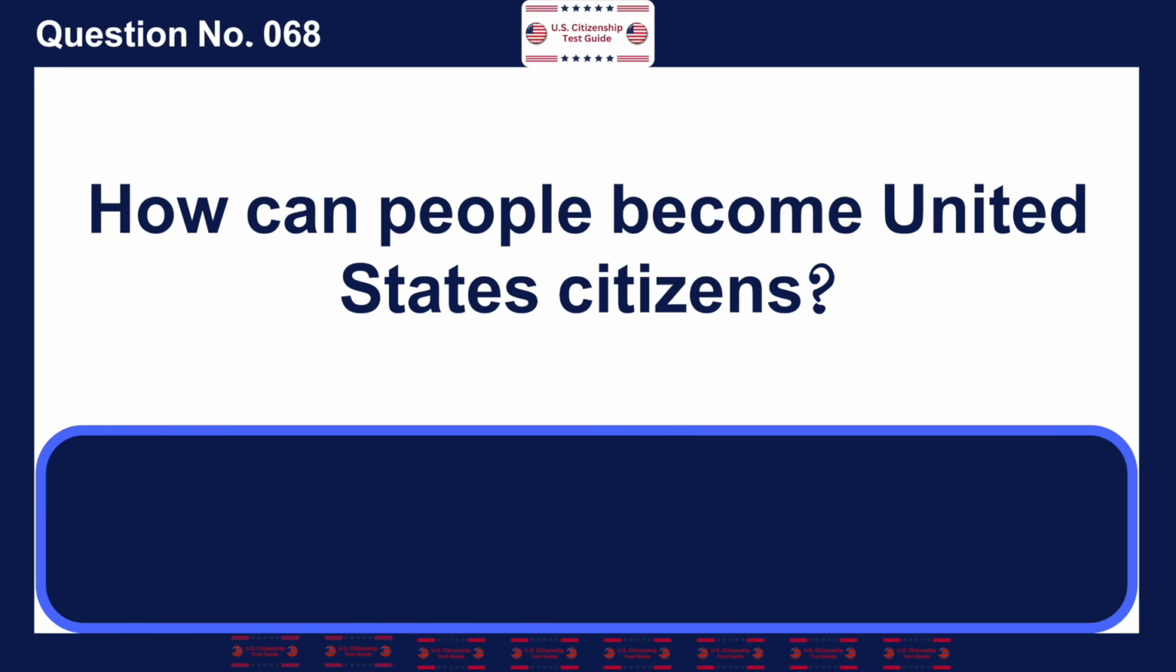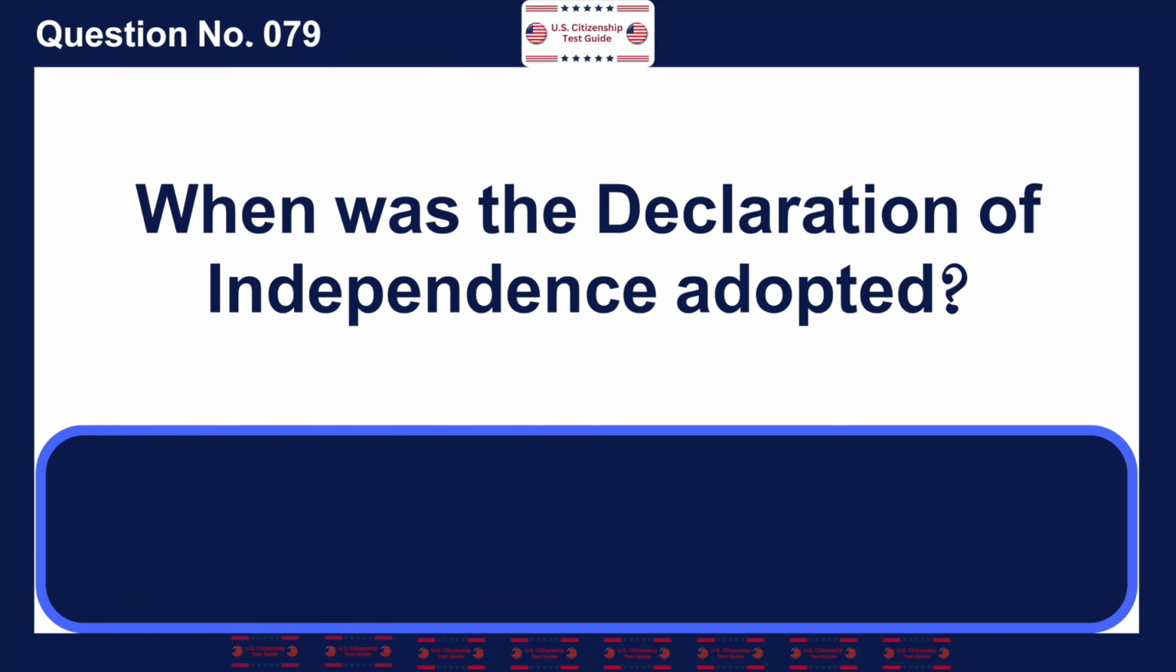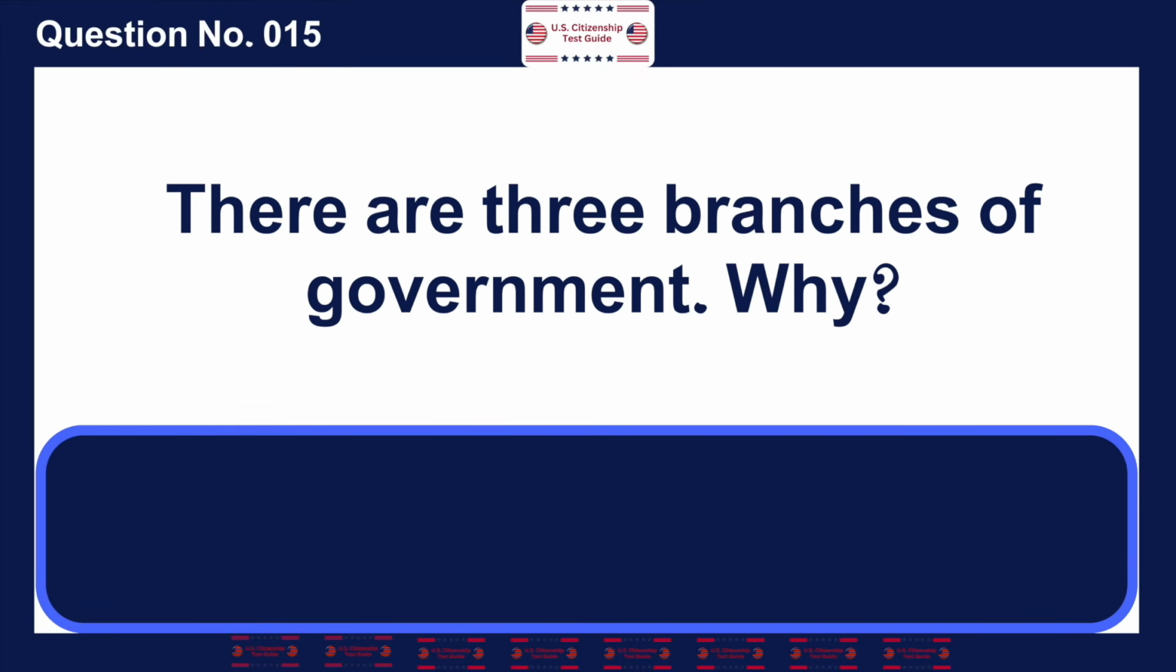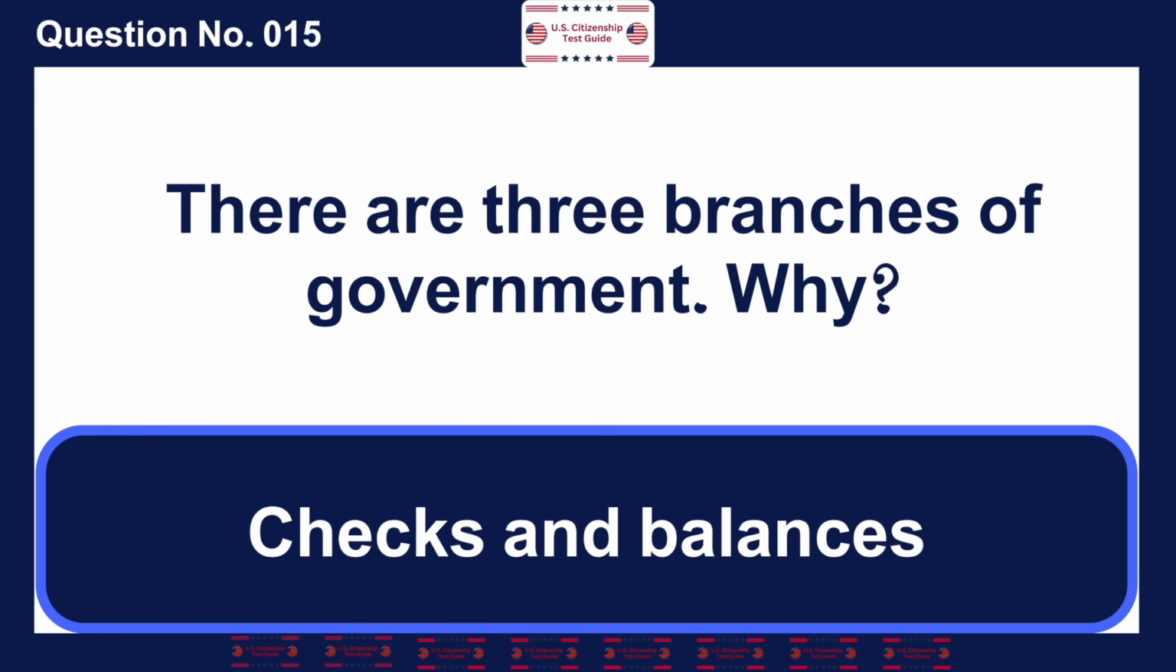How can people become United States citizens? Naturalize. When was the Declaration of Independence adopted? July 4, 1776. There are three branches of government. Why? Checks and balances.